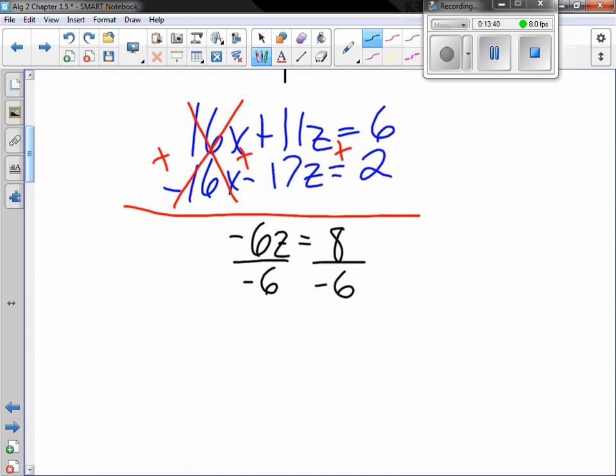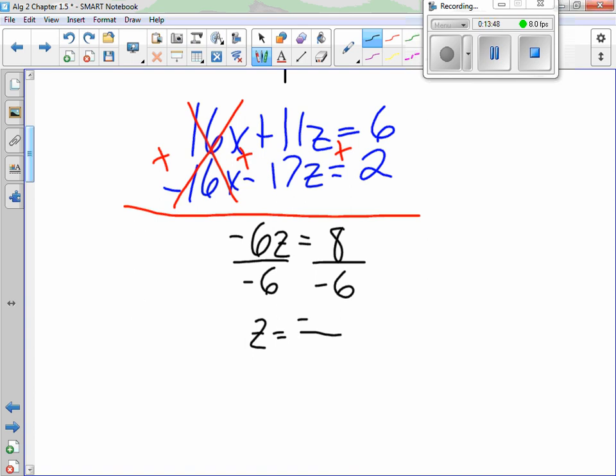And what do we get? Be negative. I'm just leaving it as a fraction. So negative 1.3 repeating is the same as negative 4/3.